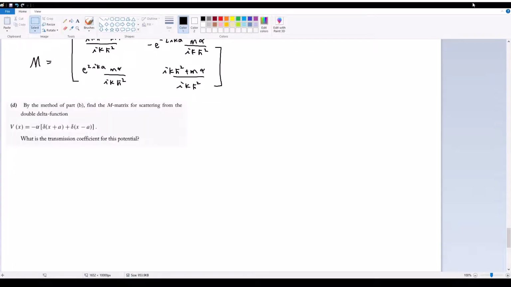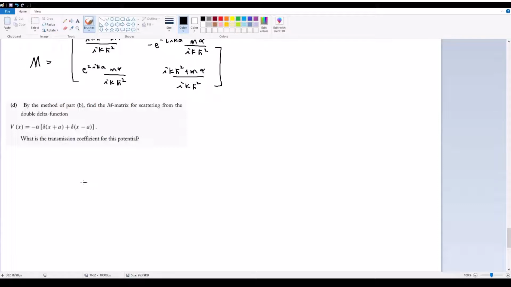Right. Finally, in Part D, we are given a double delta well. And in this case, we're asked to solve, once again, the M matrix for the entire system. So if you think back onto Part B, you should remember that in the case where we have a double delta, basically two potentials in two different localized areas, the net M matrix is going to be found by taking the individual M matrices and multiplying them together.